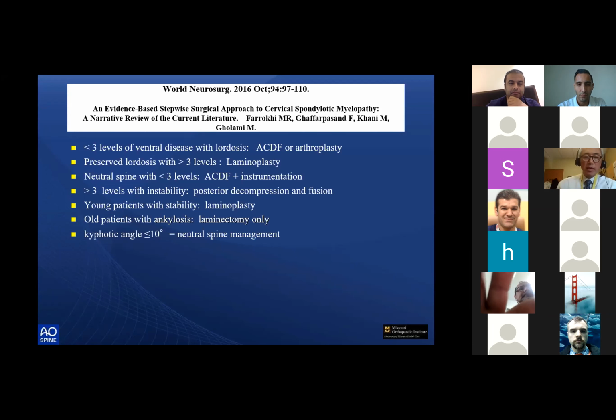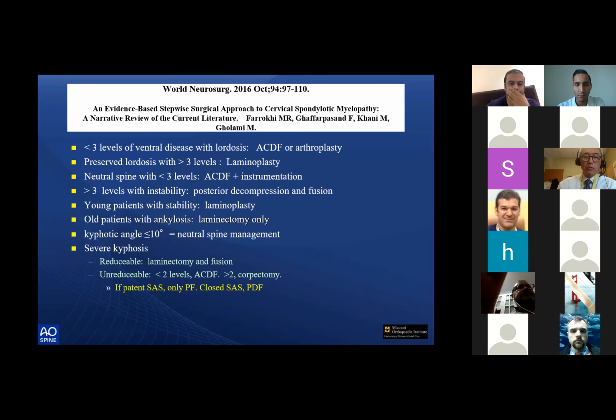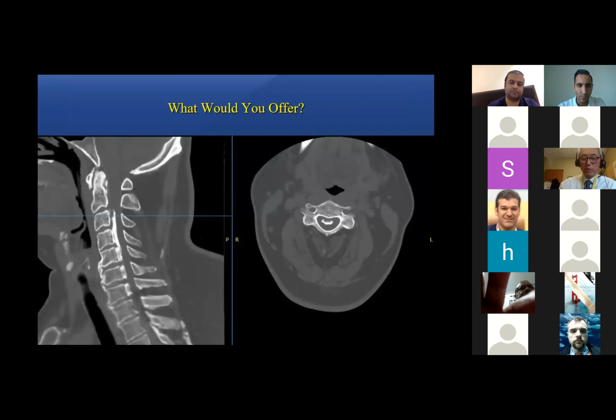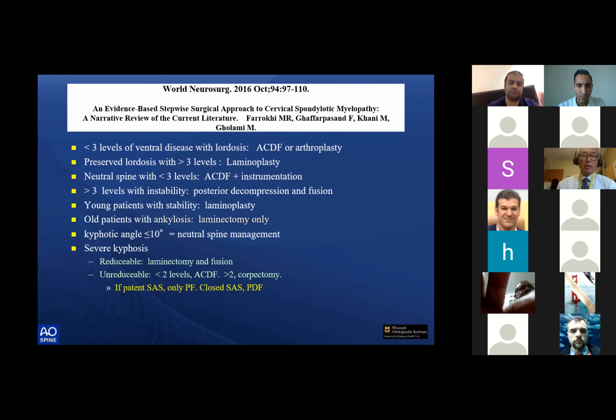Kyphotic angle less than 10 degrees, you can treat as a normal spine. Severe kyphosis, if reducible, no problem: laminectomy and fusion. If it's not reducible with less than 2 levels, you can get away with ACDF to correct that. Greater than that, corpectomy. If there's retro-peritoneal space available, then you may only need to do a posterior fusion to augment it. If not, you would have to do posterior decompression as well.